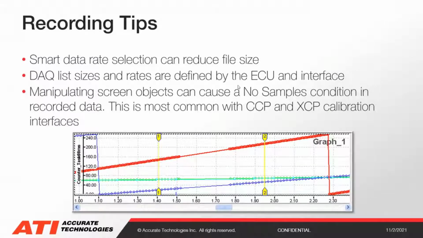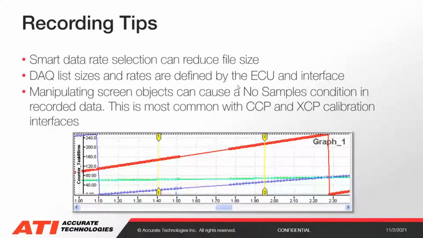DAC list sizes and rates are defined by the ECU and also the interface that you use. So manipulating screen objects can cause a "no samples" condition, and you can see that in the screenshot below. Basically, any screen object that you have open in Vision is actively acquiring data from that device, whether it's an EMX or an A8 with your ECU or anything like that. So if you were to minimize a data list, that means Vision is no longer acquiring that data, so it's going to destroy that DAC list.